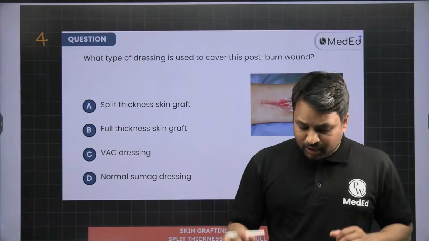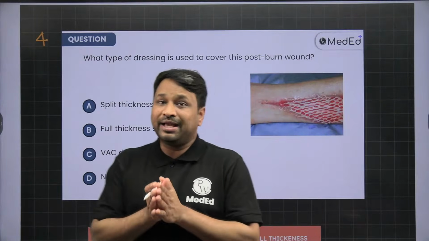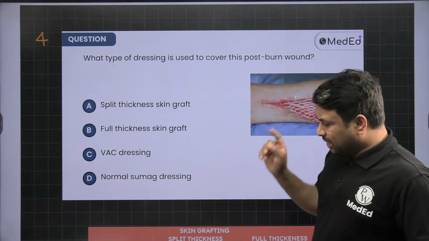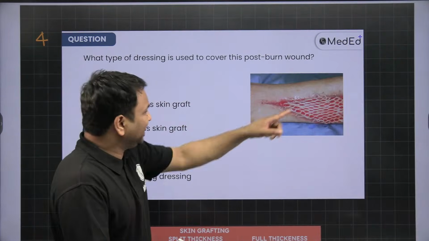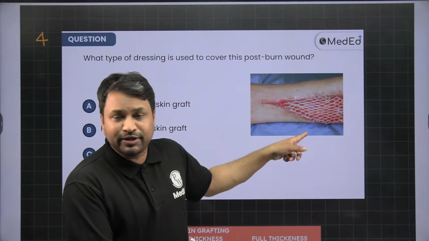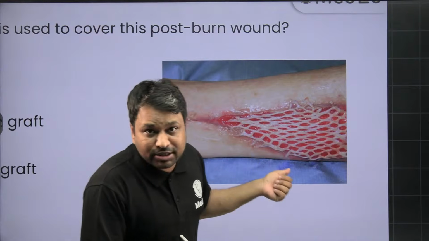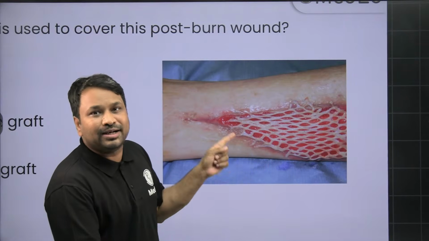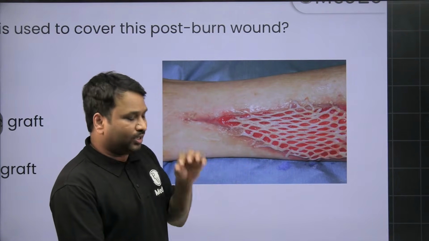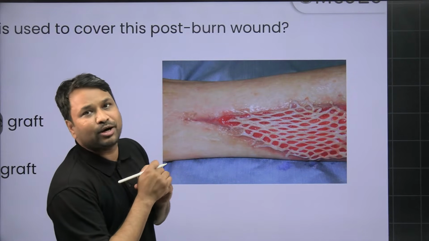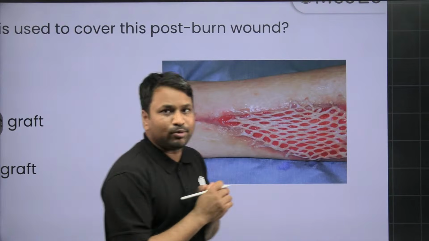Question number 4. Now, this is something that you guys need to be absolutely clear on. The image-based question itself is important. Can you tell me what is this technique in which the skin is being done? Would you like to call it pie crusting, or would you like to call it skin meshing? So what do you think this technique is? Is it pie crusting or skin meshing? A quick feedback on the chat box. The chat box needs to buzz.